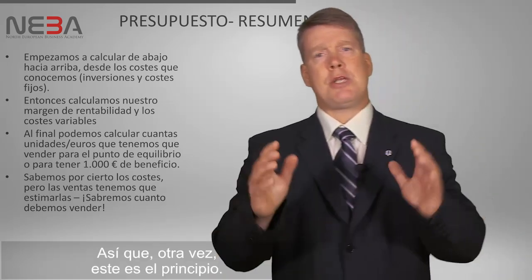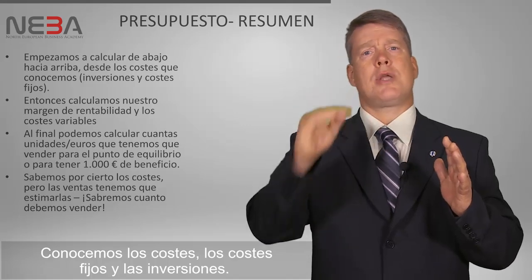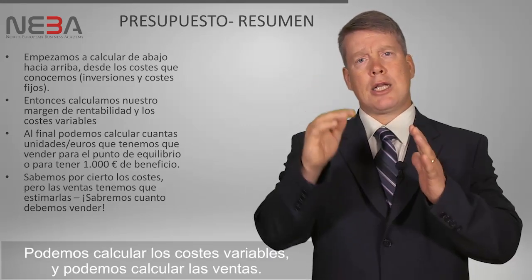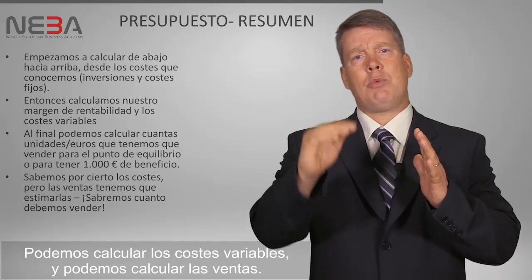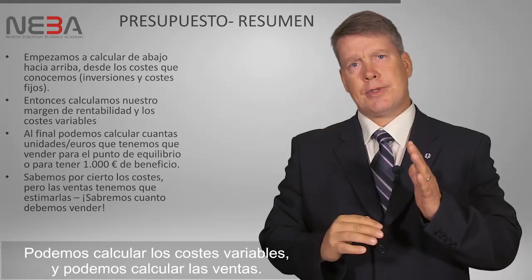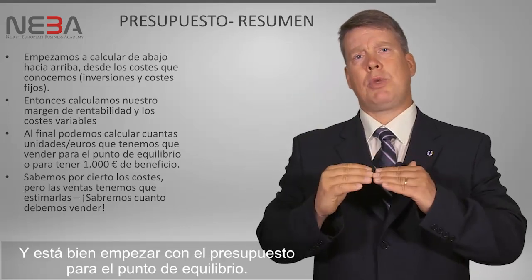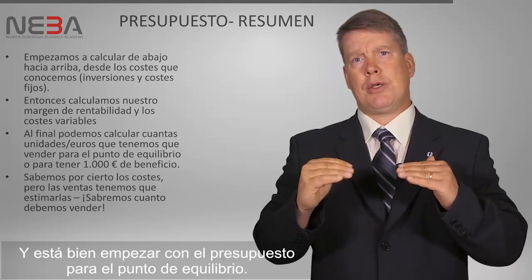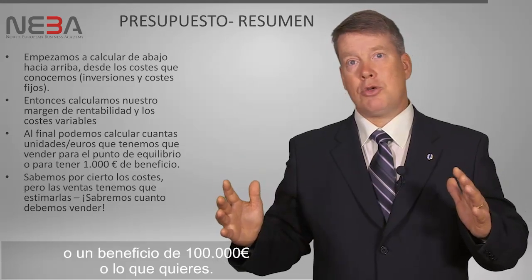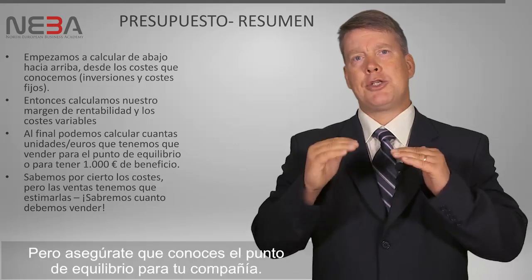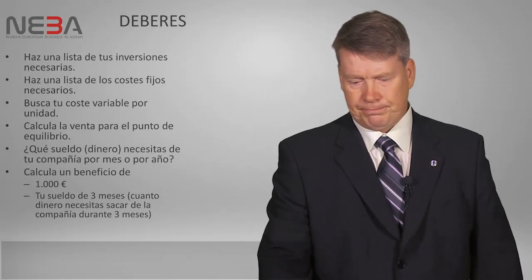So this is the principle once again. We know the costs, fixed costs and investments. We can calculate the variable costs, and we can calculate the sales. And we start from the bottom up. It's good to start with the break-even point budgeting. Then you can add 1,000 euro profit, 100,000 euro profit, whatever you like. But make sure you know what the break-even point is for your company.